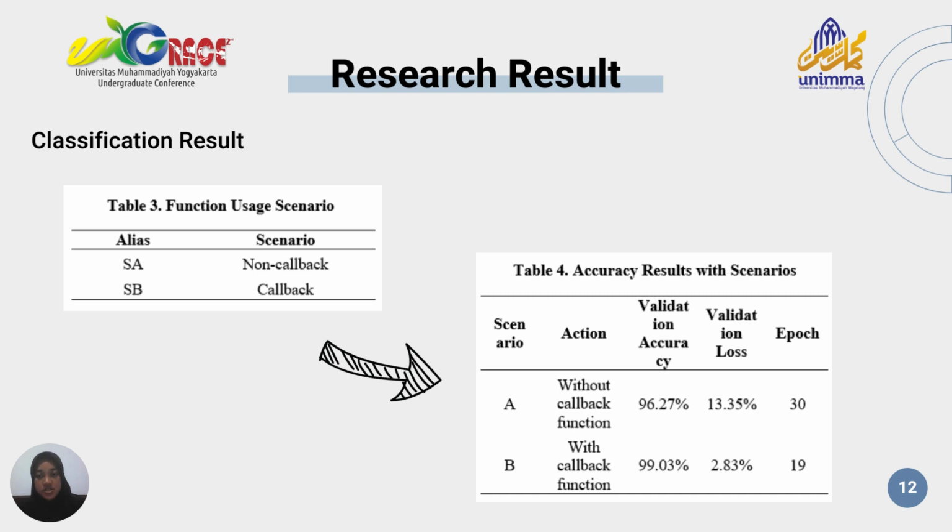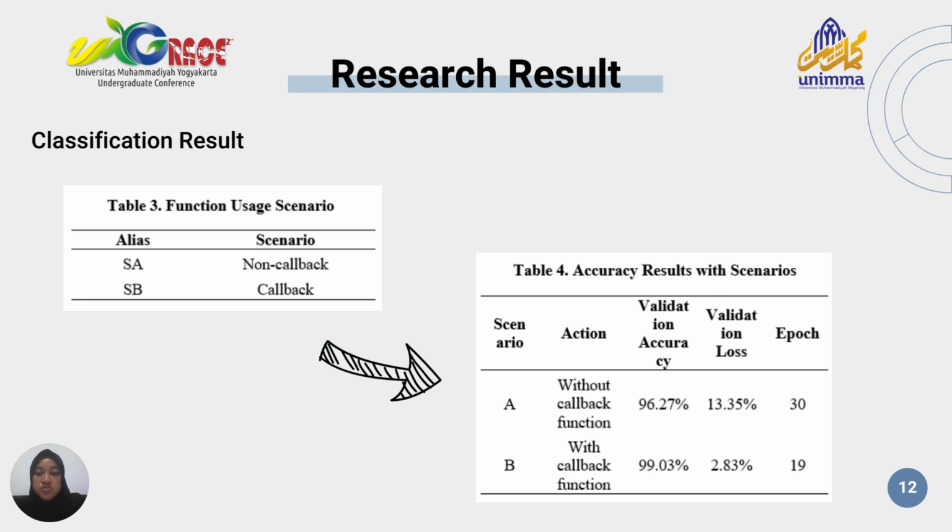Next is research result. First is classification result. The training process in this study uses 30 epoch parameters, SGD optimizer, learning rate 0.001, and loss function with categorical cross entropy. A large number of epochs does not guarantee a better model, so the number of epochs can be reduced to shorten the training process.